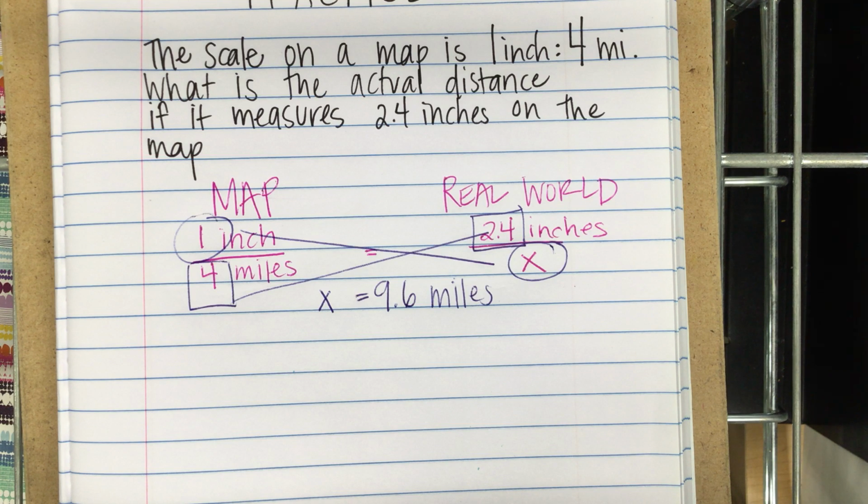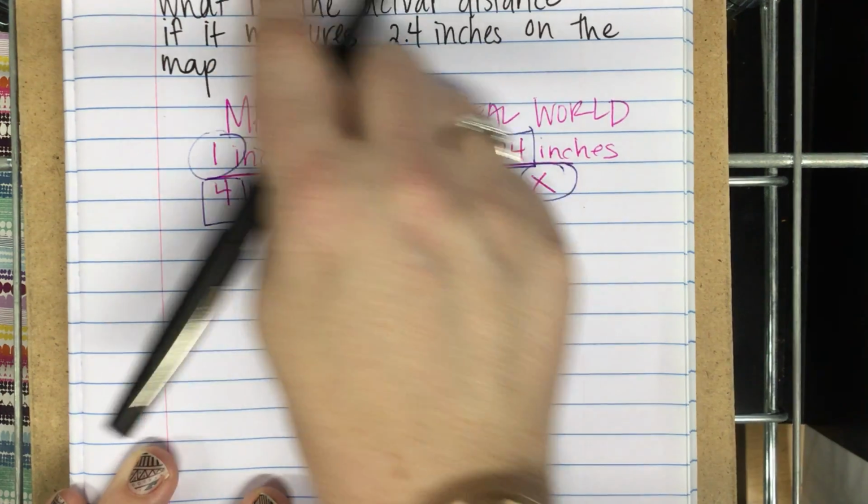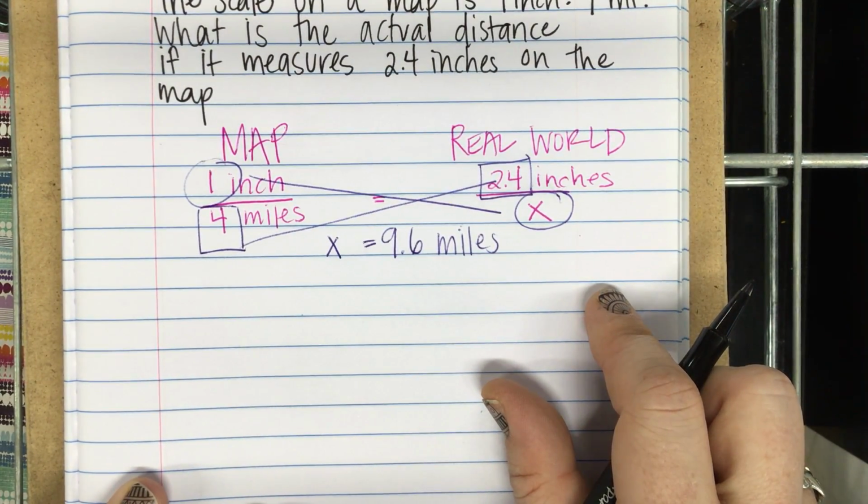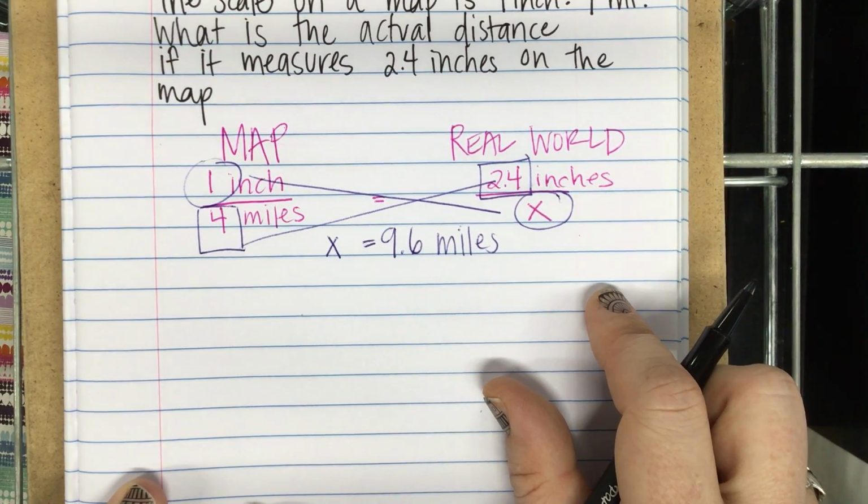All right, let's do another one. Indirect measurements. Sometimes you can use measurements you already know to find another set.